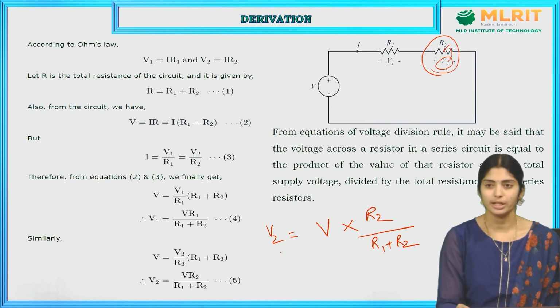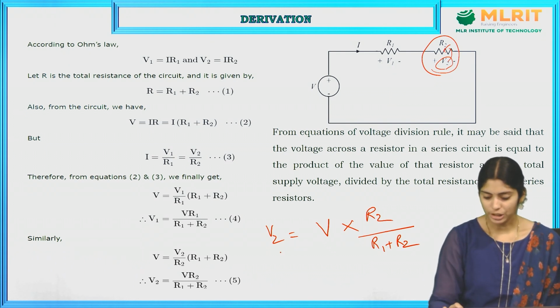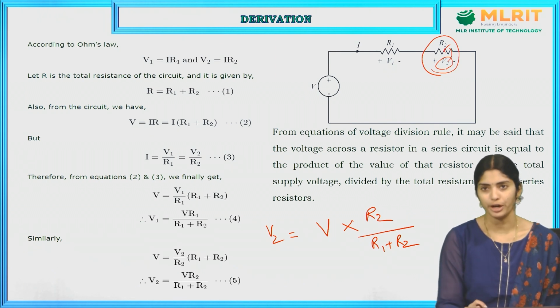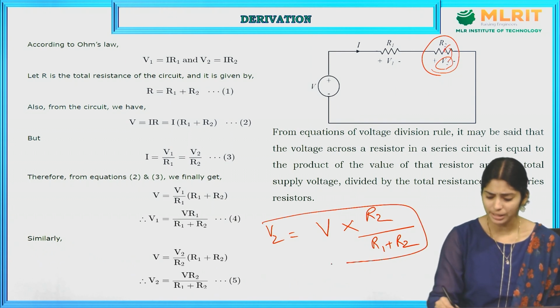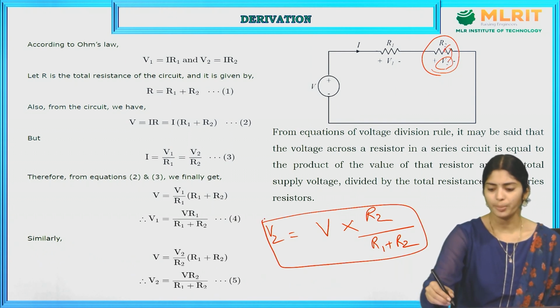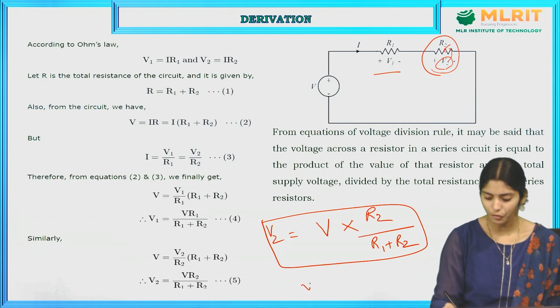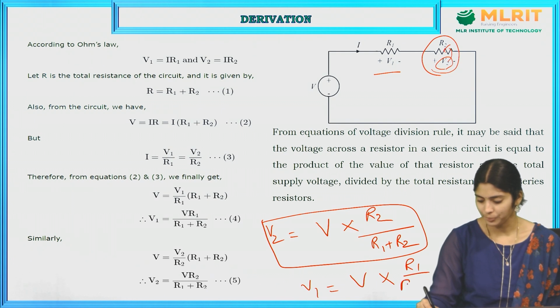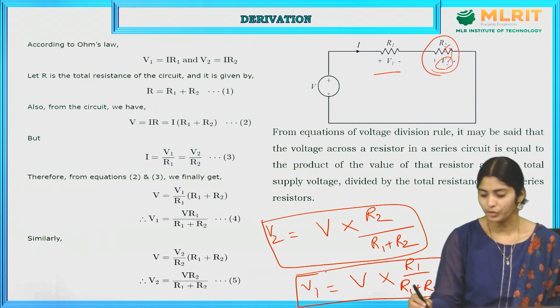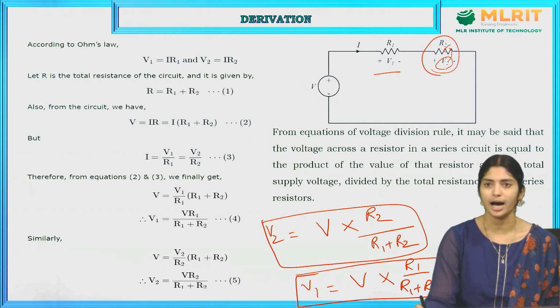So V2 is equal to the total voltage V into the resistor across which you are going to find the voltage drop, R2. So R2 by R1 plus R2. This is the formula. Similarly, if you want to find the voltage drop across R1, V1 is equal to the total voltage into, V1 can be found near R1, so R1 by R1 plus R2. So V1 is equal to V into R1 by R1 plus R2.